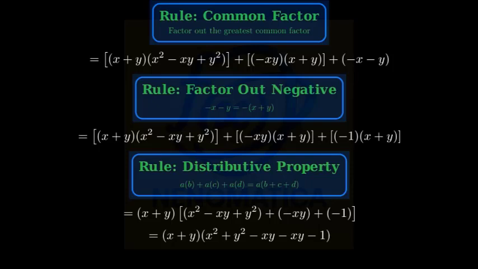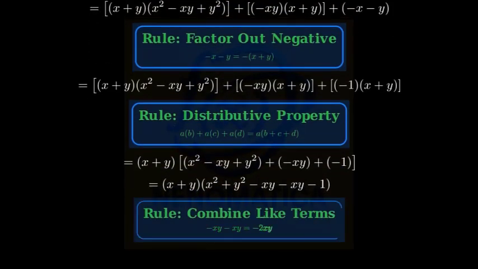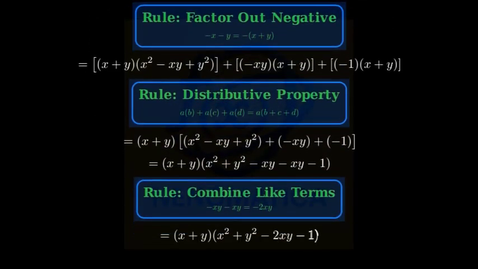Step 6. Let's simplify the expression in the second bracket. We can combine like terms. −xy appears twice, so we get −2xy. So our expression becomes (x + y)(x² + y² − 2xy − 1). Step 7. We can further simplify the second bracket by recognizing that x² + y² − 2xy is the expansion of (x − y)².